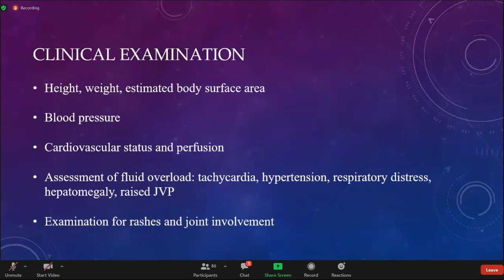And then you assess the cardiovascular system and the features of fluid overload. As I mentioned, nephritic syndrome is the status of fluid retention and fluid overload. Therefore, you need to look at the features of fluid overload, and then examine for rashes and joint involvement, where you can identify secondary causes, or other causes like underlying vasculitis syndromes.